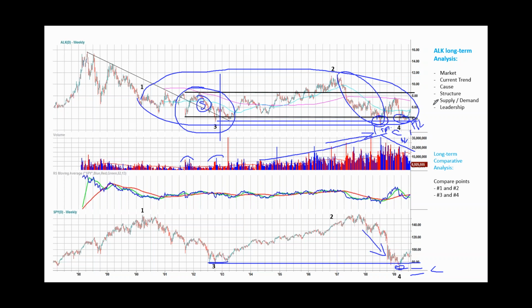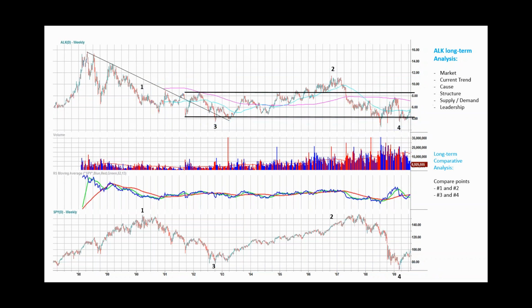And after this, Brian, what should the price do? We should see it aggressively run up through the trading range into a sign of strength.